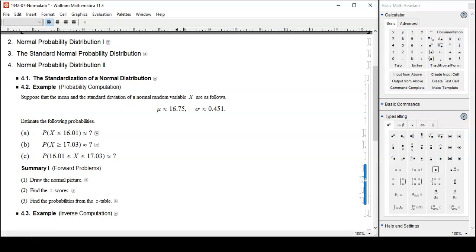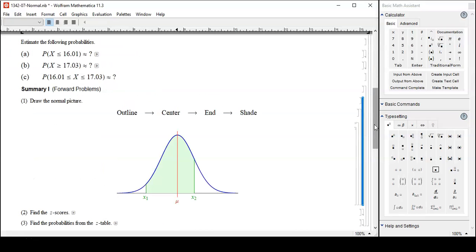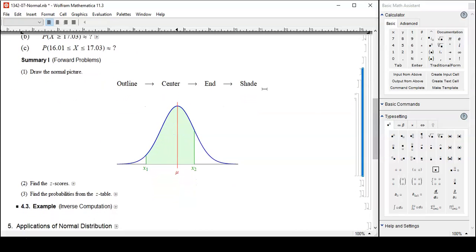By the way, here's a summary. Step 1 is to draw a normal picture. And here's my suggestion. Outline, center, end, and finally shade. That's what we need. Outline, normal picture. It doesn't have to be really pretty, reasonably accurate, and that's going to be sufficient. Center, again, the same deal. End, well, one is left-hand side and one is right-hand side. That kind of thing is important.